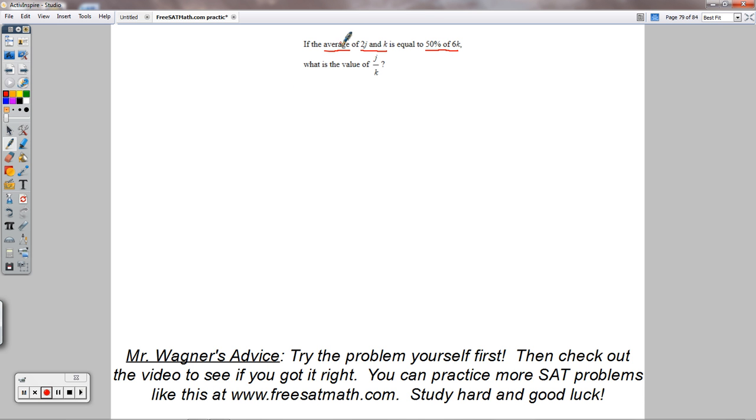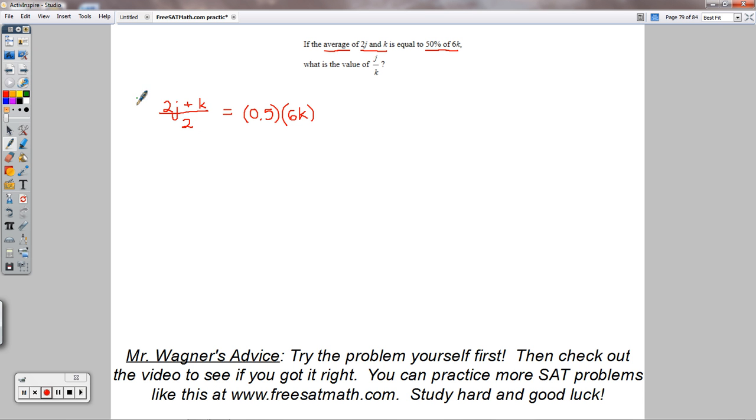To find the average of anything, you add the terms and divide by how many terms there are. So this is 2j plus k, that's just two terms, so we're going to divide by 2. And that is equal to 50%, or in other words, 0.5, or 0.50, 50% of, or times, 6k. So from there, I can start to solve for the variable. So I've got 2j plus k over 2.